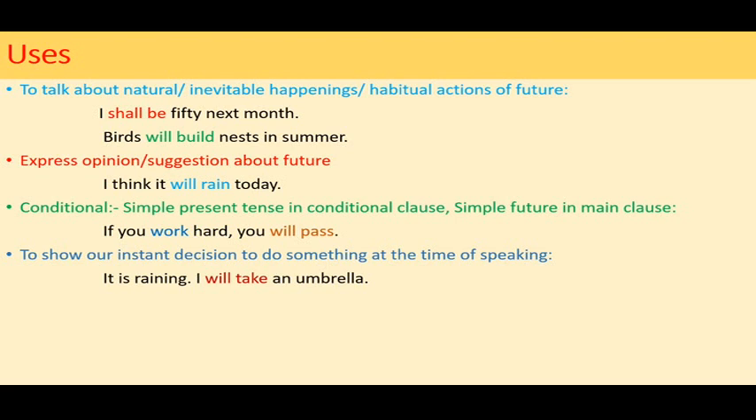Future tense simple form is again used to express opinions or suggestions about the future. Example, I think it will rain today. It is our opinion. I am sure Helen will get a first class. This is again an opinion.